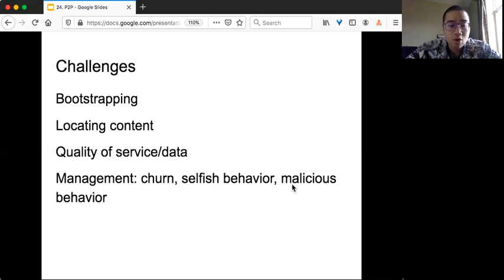Because there's no real server, if Google said, okay, I want to search something, how do we enable this kind of content distribution or content location? That's a major challenge. And even if you can locate it, how do I ensure that the quality of service is stable, and that the data is actually the original one that I'm looking for? That's another challenge.